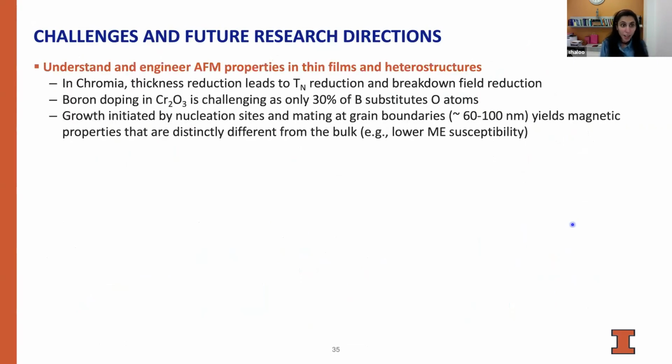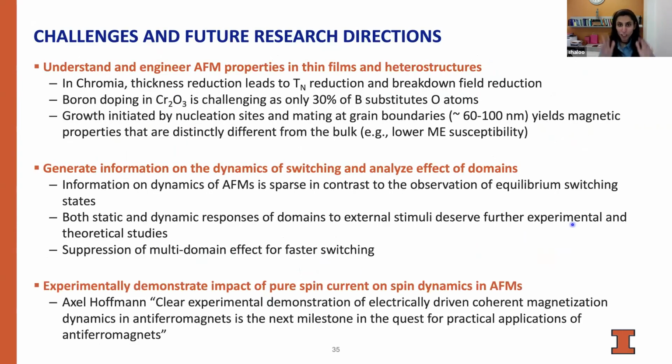This is my last slide. 3 future research directions for students who are looking to work in this. And I think this is very important. First, thin film properties are very critical to know. We still don't have a good understanding of how Chromium behaves in its thin film form, the breakdown fields, how can we improve them, how can we dope it with boron, and so forth. And also, we don't have a good understanding of how the material properties are distinct from the bulk. Second, very important is understanding of the dynamics, which is lacking.